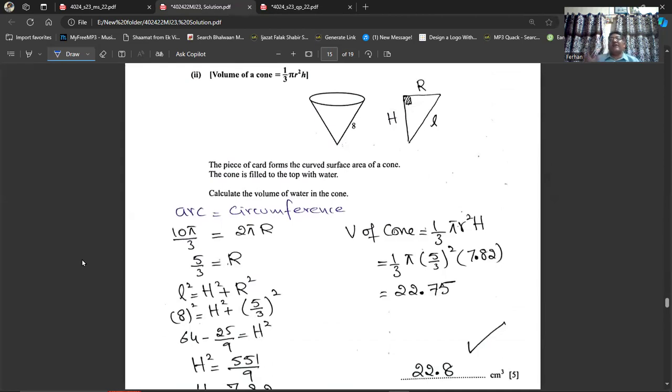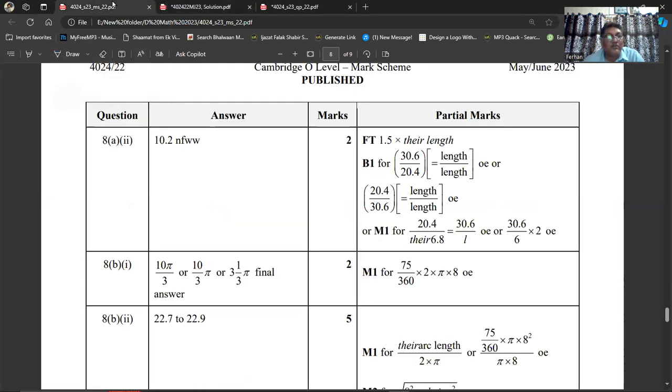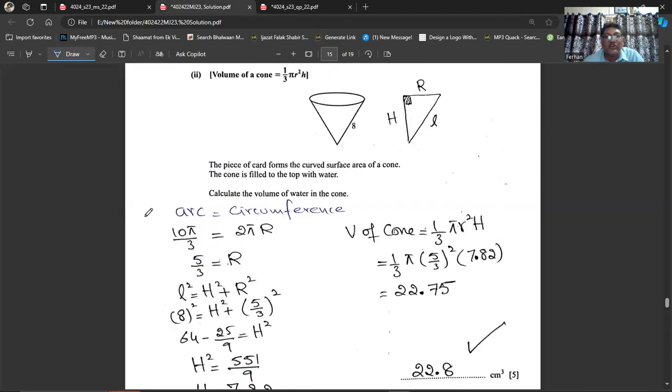Now we can very easily find the volume of the cone. The formula for the volume of the cone is 1 by 3 pi r square h. So 1 by 3 into pi into the radius of the cone, 5 by 3, squared, into the height, 7.82. When you enter these values, 1 divided by 3 multiply pi multiply 25 divided by 9 multiply 7.82, you will get 22.75. So the volume is 22.8. My answer is 22.8.